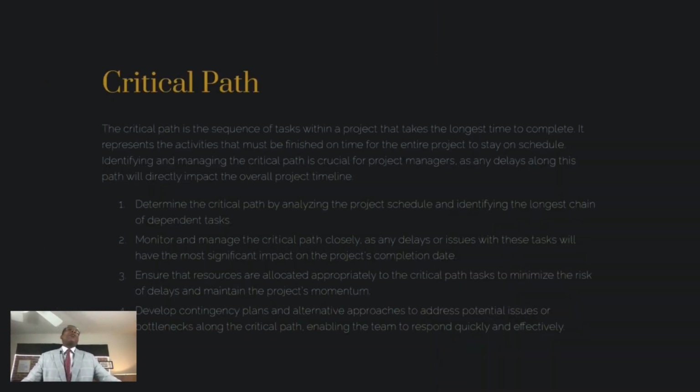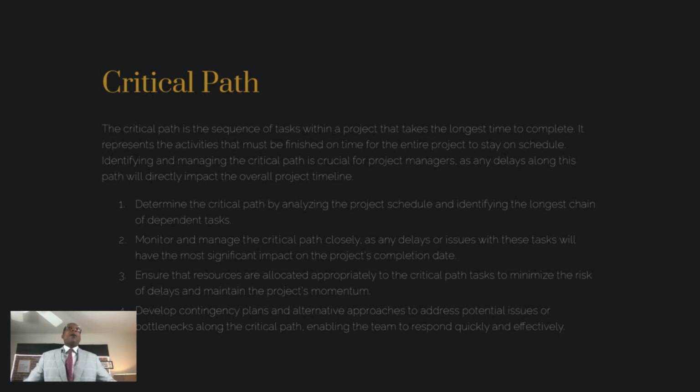Critical path. There's so many people that get this wrong, and I even used to get this wrong a lot, family. That's why I always laugh when I see it. But critical path is really the longest time to complete the actual project. So let me break that down a little bit better. Critical path is the sequence of tasks within a project that takes the longest time to complete. It represents the activities that must be finished on time for the entire project to stay on schedule.